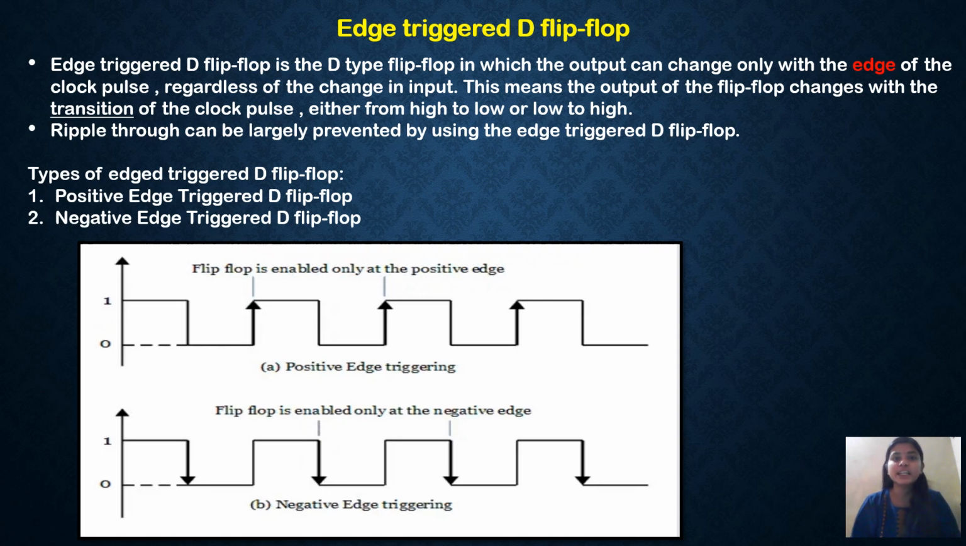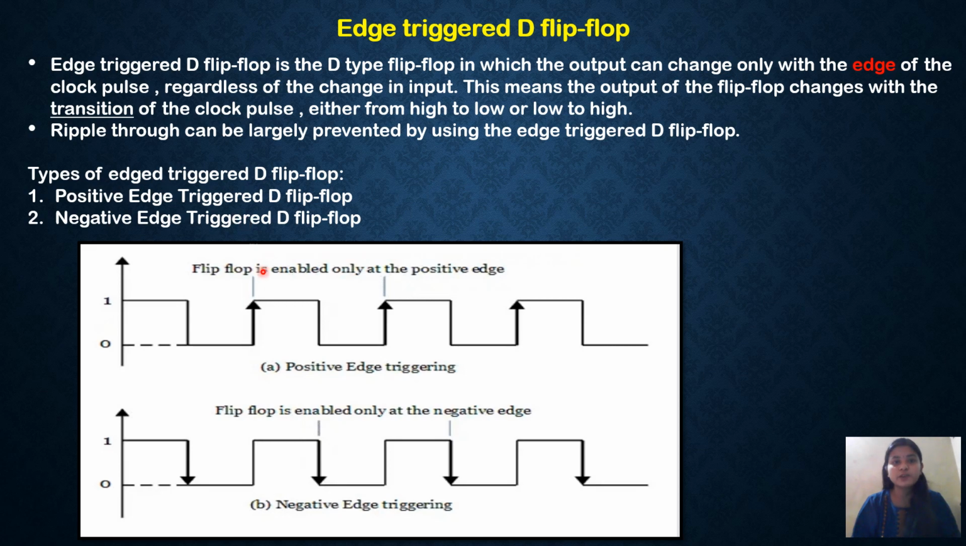The difference between level and edge triggering flip-flops is that in level triggering, the active state of the flip-flop is determined by the logic state of the clock pulse, that is, whether it is 1 or not. But in edge triggering, the active state of the flip-flop is determined by the transition of the clock pulse, that is from 0 to 1 or 1 to 0.